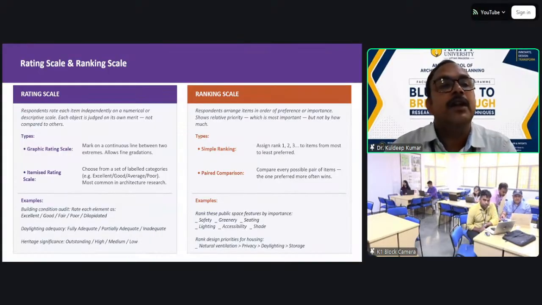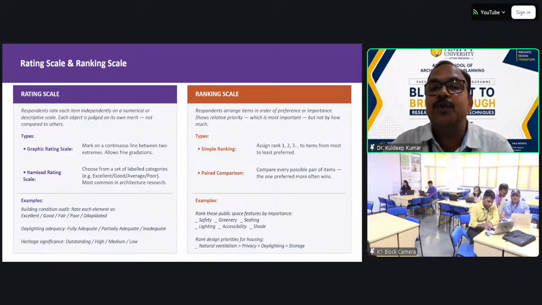Now the next one is rating scale and ranking scale. So now we will cover the two essential scaling techniques. Number one is rating and second is ranking. A rating scale asks the respondent to rate each item independently on a numerical or descriptive scale. Here, each object is judged on its own merit and not in comparison with others. So there are two types of rating scales: graphic rating scale and itemized rating scale.